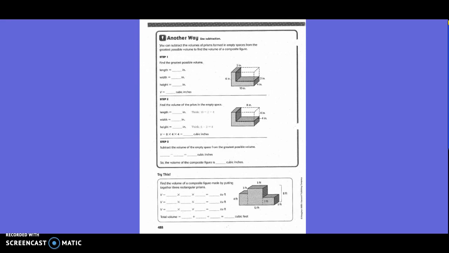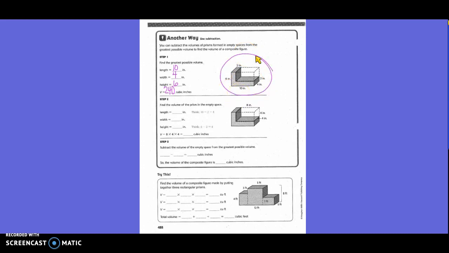So the length would be what, guys? 10. The width would be 4 inches, and the height would be 6 inches. So that would be what? 6 times 4 is 24. And add a 0, so 240 cubic inches would be the whole entire thing. So this whole entire figure right here.